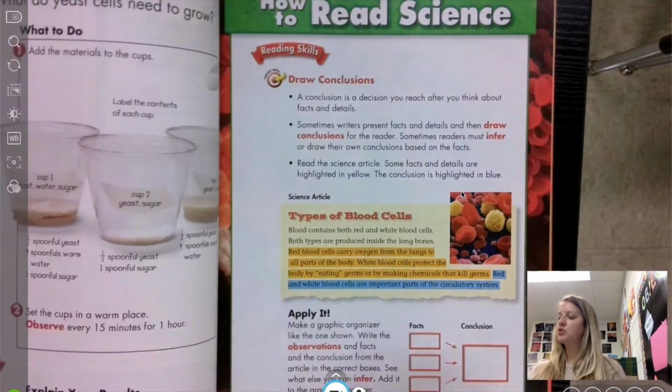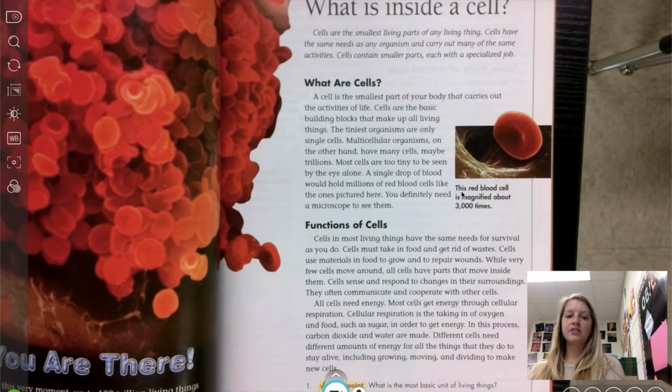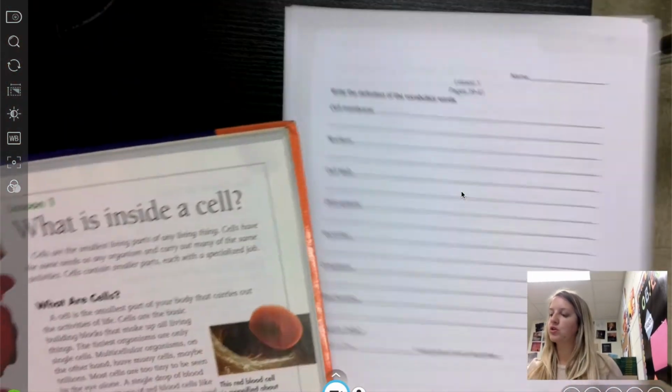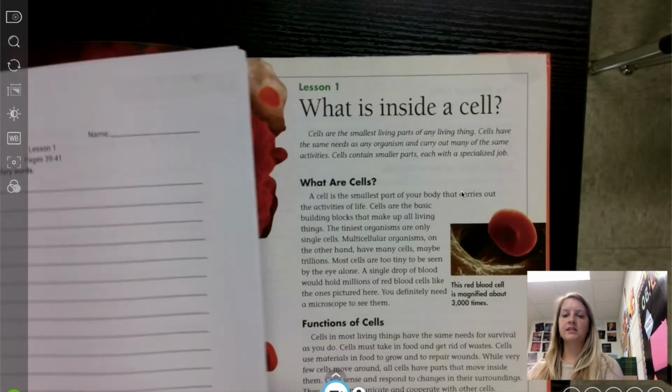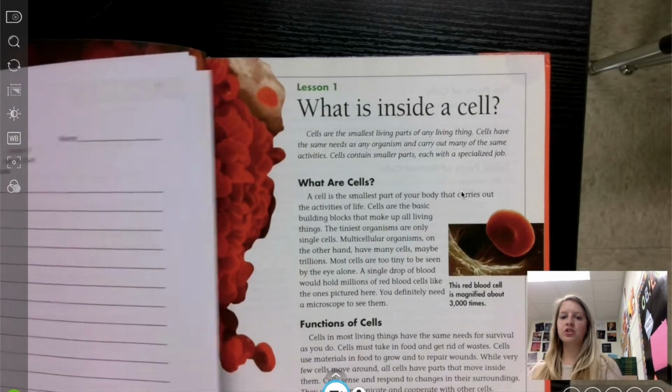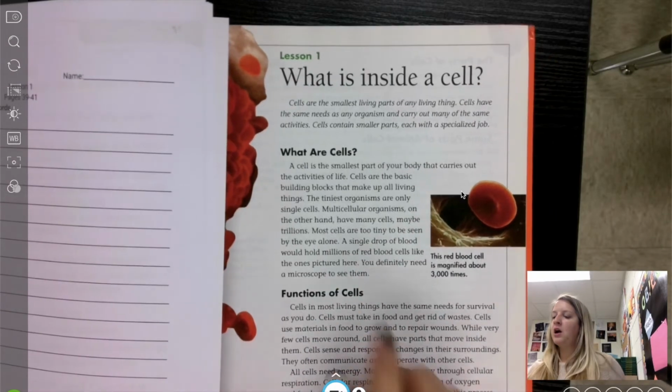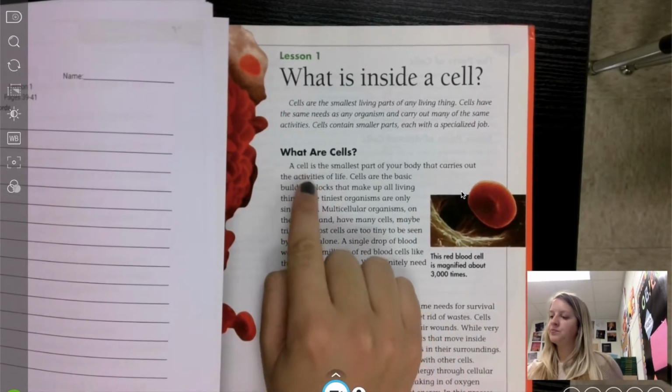So you can be open to page 39 in your textbooks. It should look like this, lesson 1. You can also have out your note sheet that looks like this. You can have them right next to each other, and we're going to start reading in the first section.